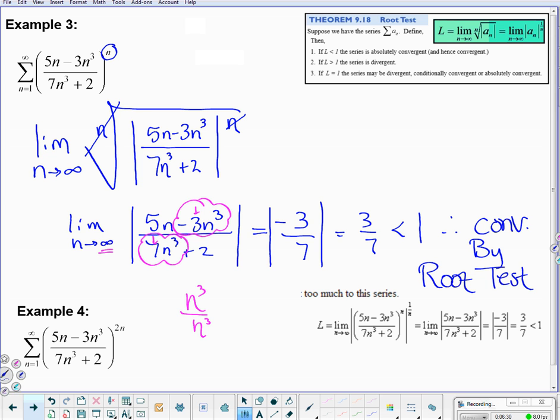This test is probably a little bit easier than ratio, don't you think? Just doing the math on it makes it a little bit nicer.